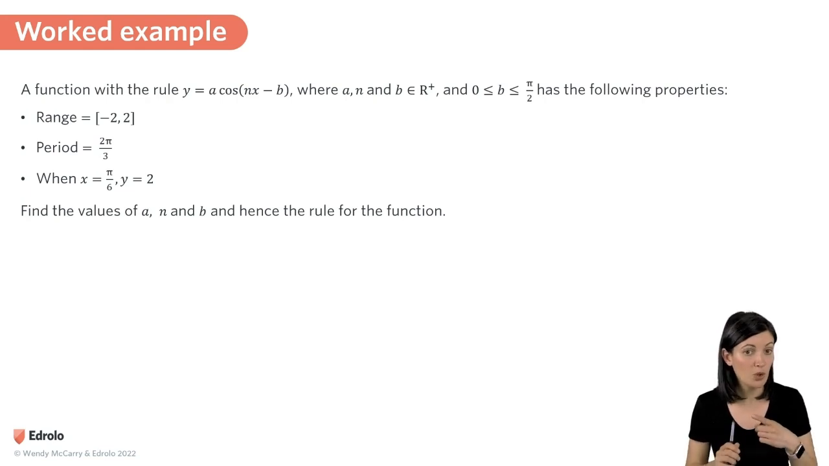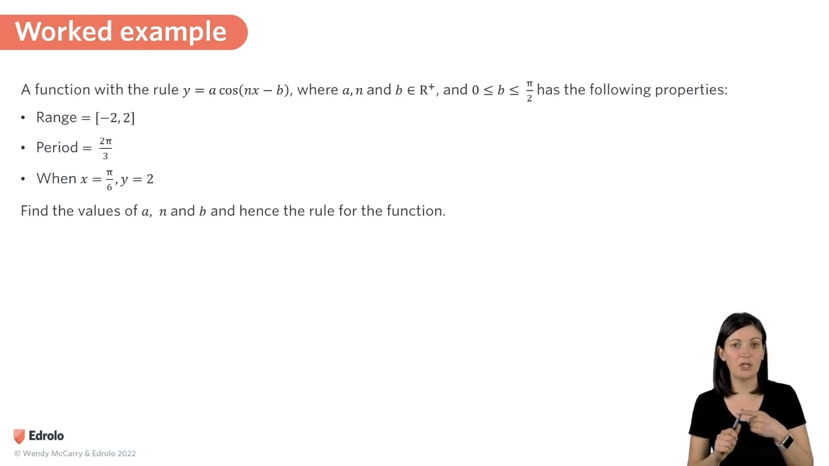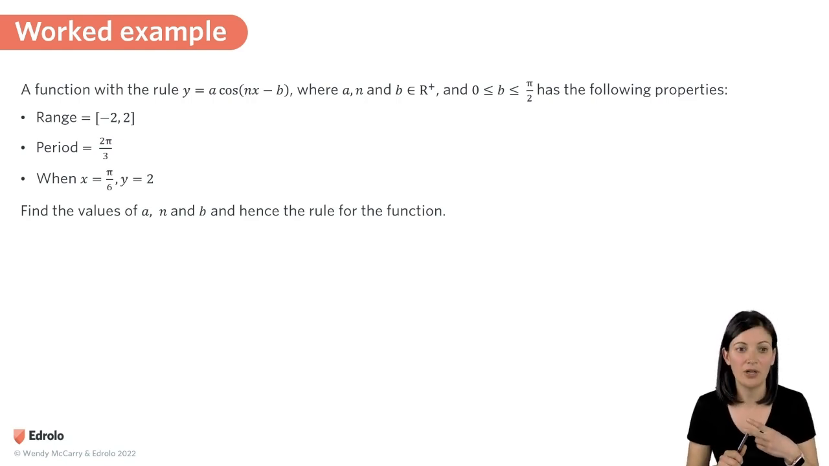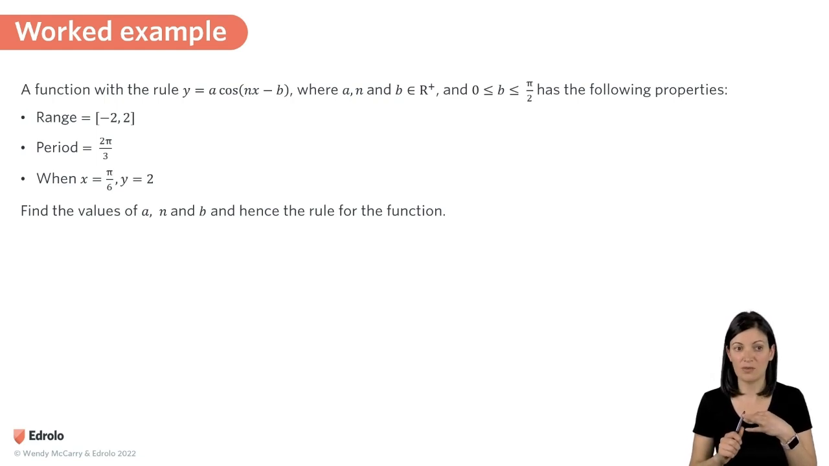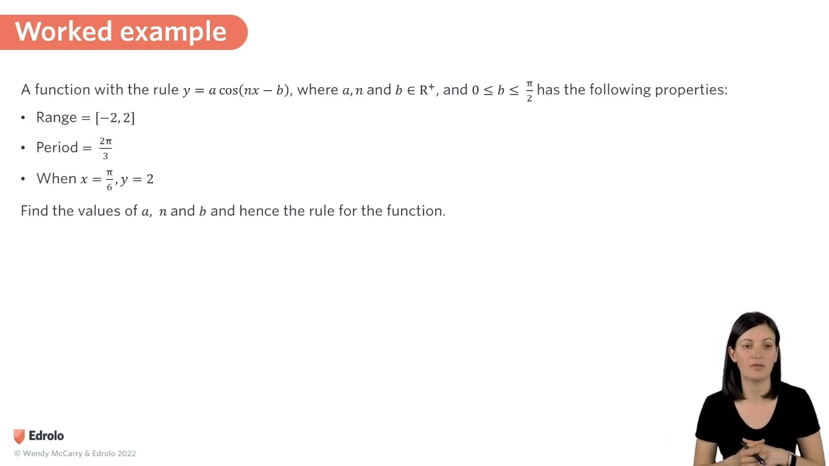Okay, and we're told that the function has the following properties. The range is between -2 and 2. The period is 2 pi on 3. And then we're given a point: when x is equal to pi on 6, y is equal to 2. Now we need to find a, n, and b, and then the rule for the function.